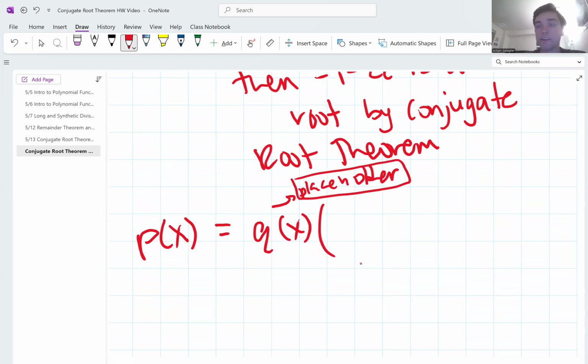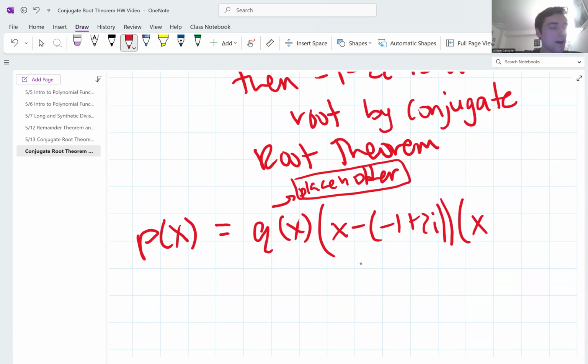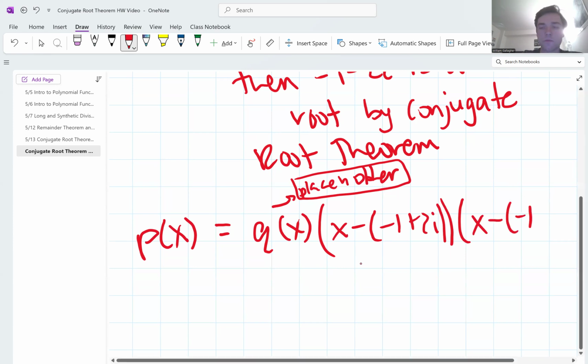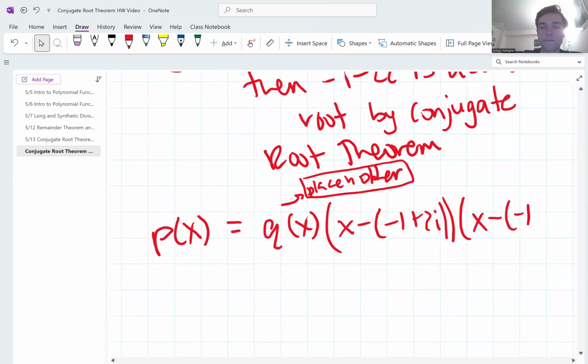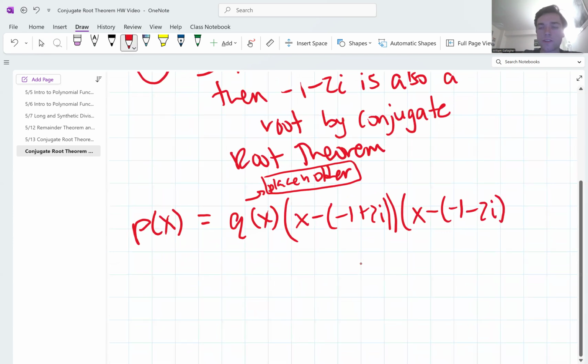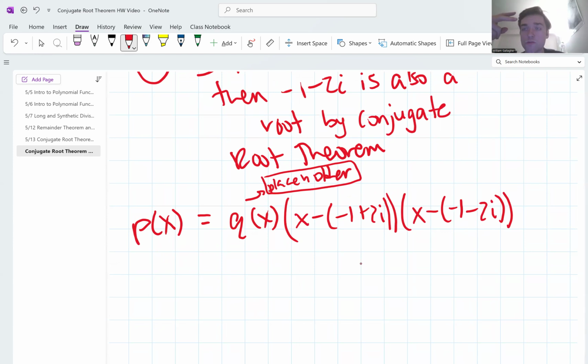And then because -1 plus 2i is a root of the equation, right, when it's set equal to 0, well, then x minus (-1 plus 2i), and the parentheses are really important, okay? And then x minus (-1 minus 2i), okay? And so at this point, right, that placeholder polynomial should have two roots in it, right? Because we've already been given 2, we have a degree 4 polynomial, so there must be 2 in that q of x.